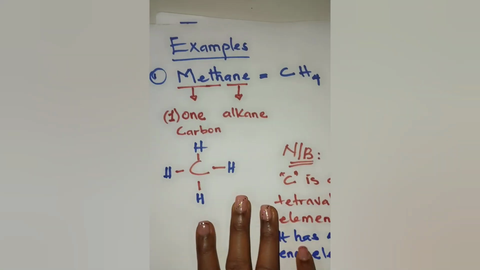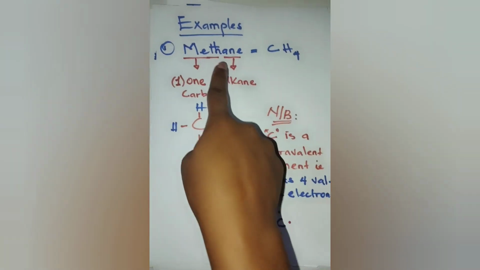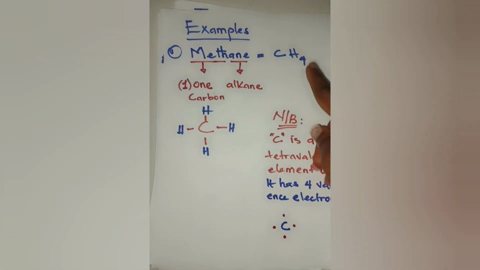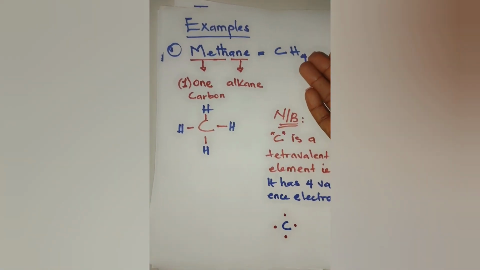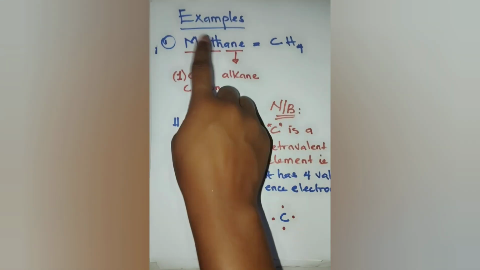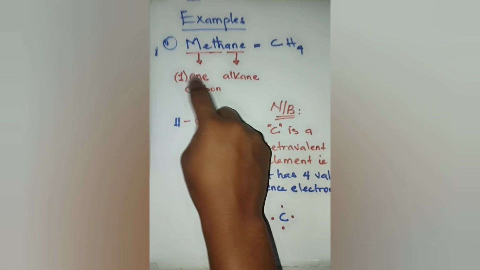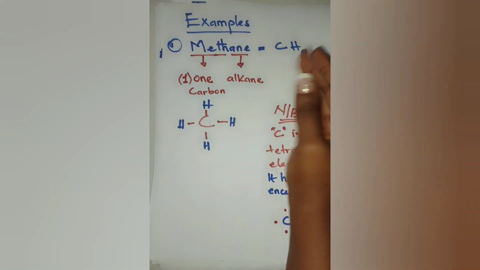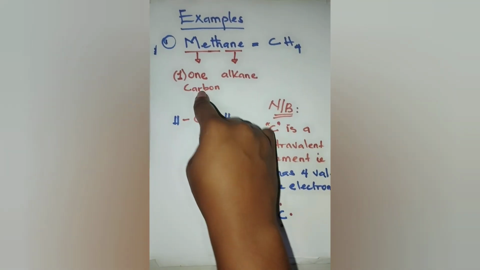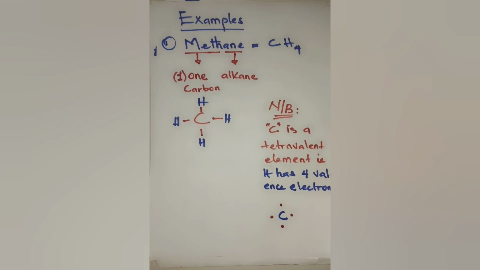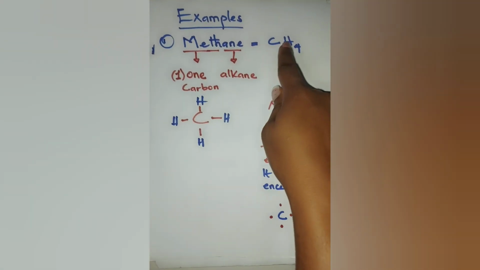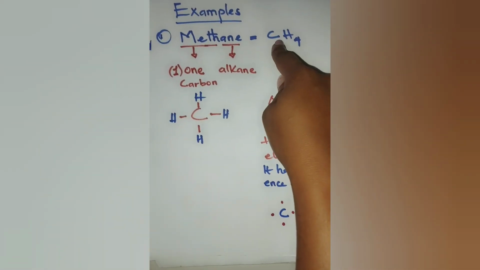So the first example, methane, happens to be the first member of this alkane family. And the word meth stands for one, not necessarily one carbon, but in the context of hydrocarbon, it means one carbon. Which means this compound has only one carbon present.